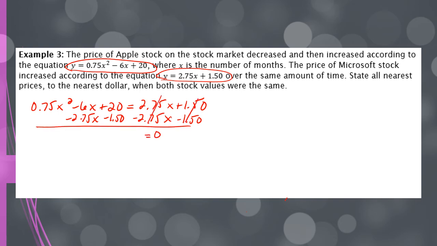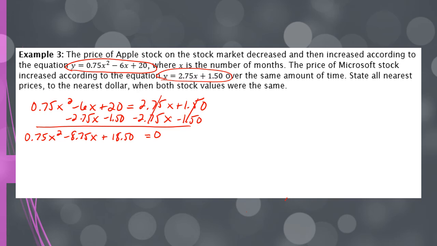So everything on the right cancels out, and on the left I have 0.75x squared minus 8.75x plus 1850. And that all equals 0.